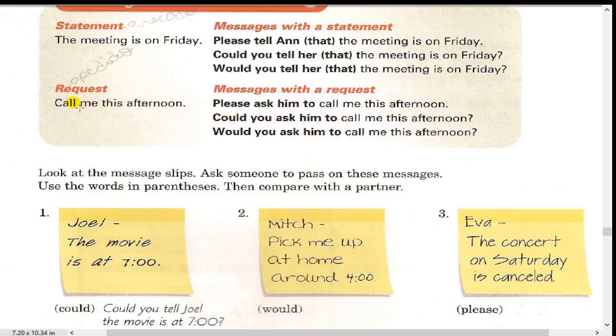So in a request, we start with a verb and we use ask. Please ask him to. Could you ask him to? Would you ask him to? Plus the main verb, infinitive. If I'm going to talk to a young lady or talk about a woman, say please ask her. Could you ask her? Would you ask her? So him for a man, her for a woman.